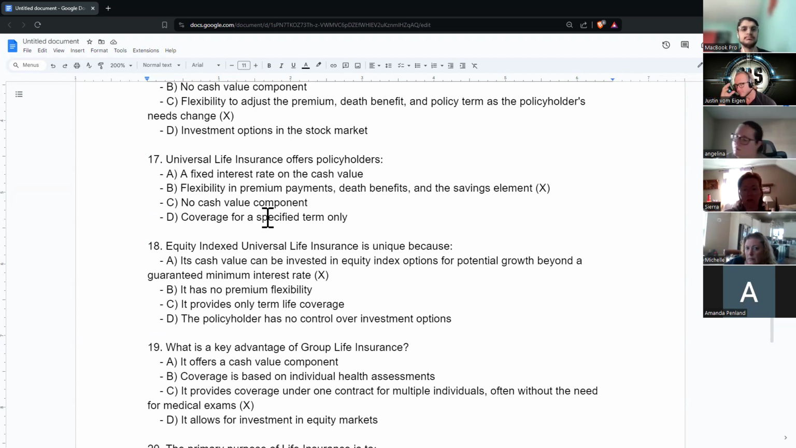Typically though, if you want to increase the death benefit in universal life, you have to go through underwriting again. So say you have a universal life policy, you can lower the death benefit, but to increase the death benefit or to pay less and keep the same death benefit, you typically have to go through underwriting again.